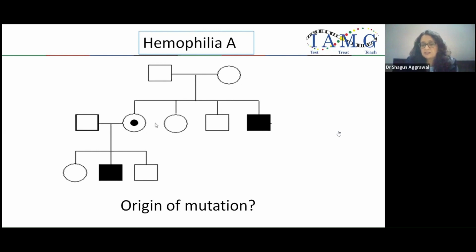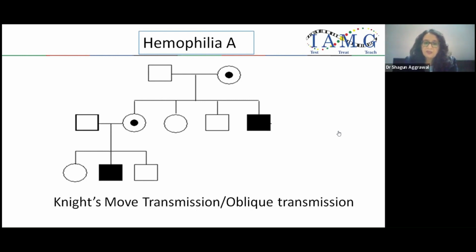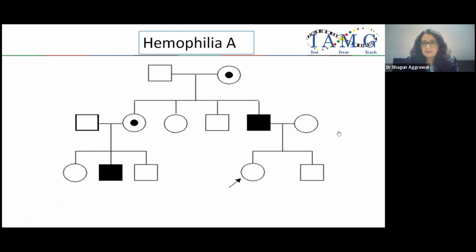And in most likelihood, in such a scenario, the mother of these two individuals is a carrier. She is also heterozygous for the mutation, and she passed it on to this daughter and to this son who is now affected. This kind of transmission, which passes in an oblique fashion, is known as oblique transmission, also known as a Knight's move transmission. Basically, what we are seeing is affected males in the family who are connected through asymptomatic unaffected females.